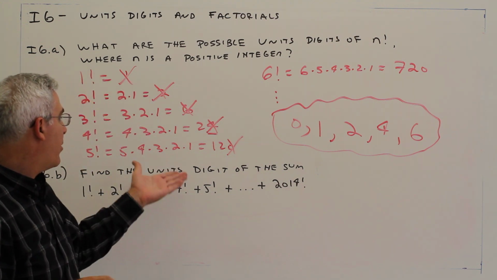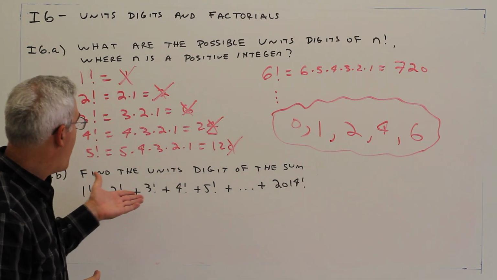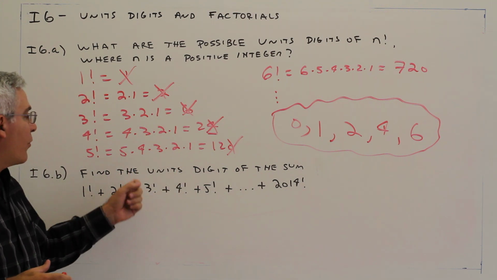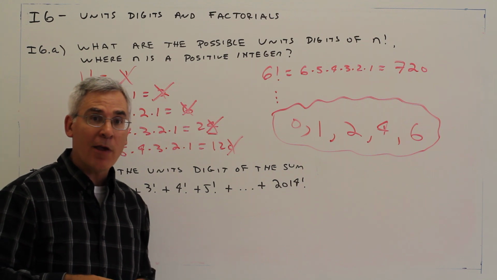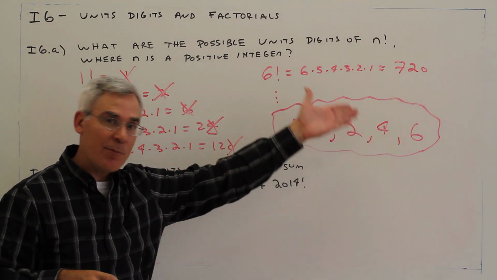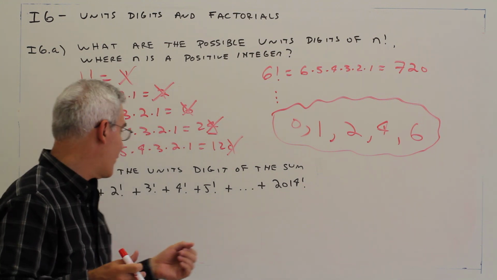Then the second problem is just an offshoot of that. We want to now find the units digit of the sum, 1 factorial plus 2 factorial plus 3 factorial, all the way up to 2014 factorial. Again, there are going to be a bunch of zeros. It's going to be a very basic problem.